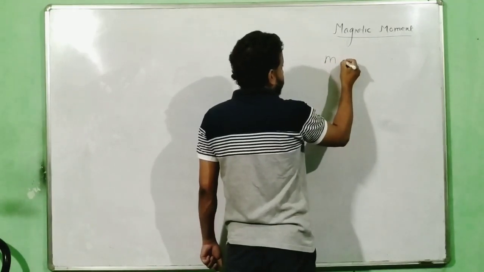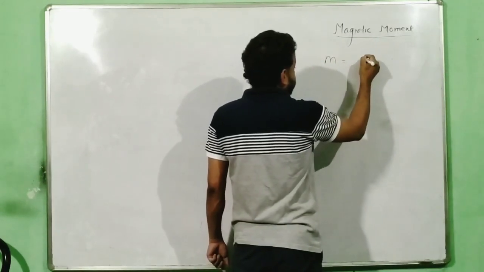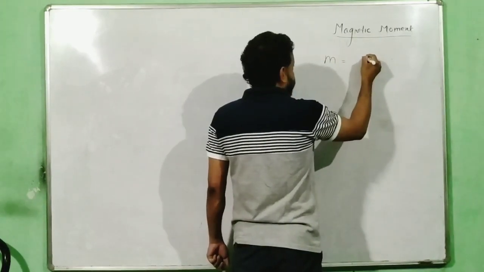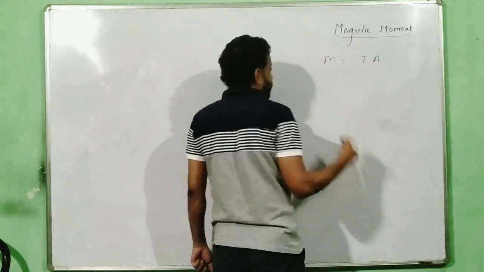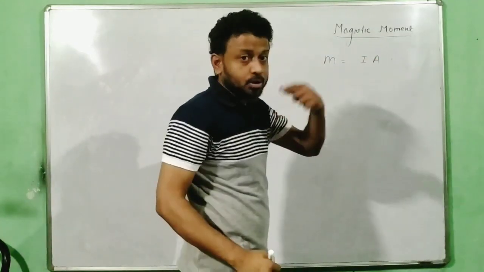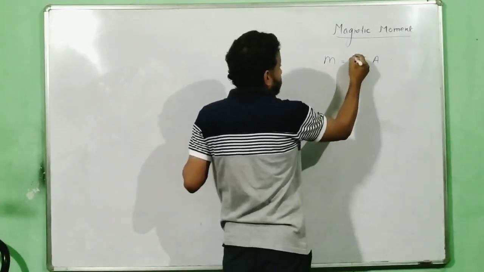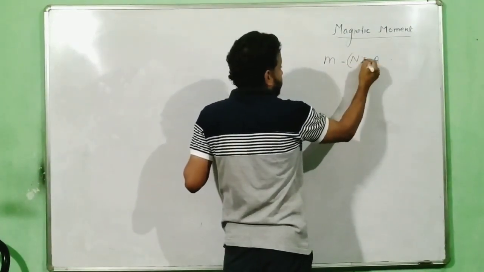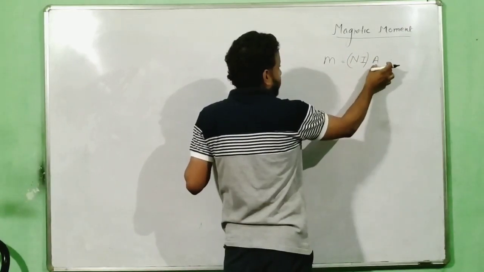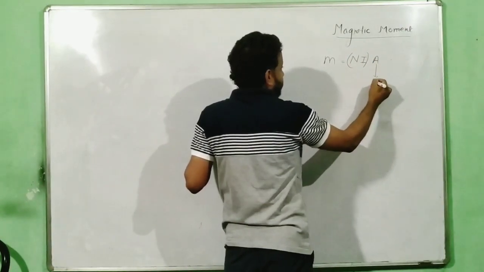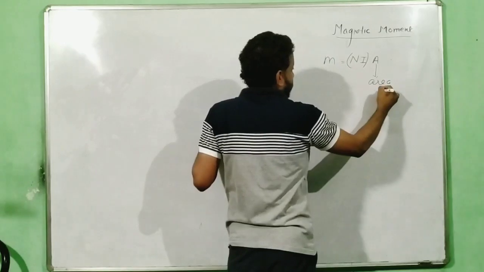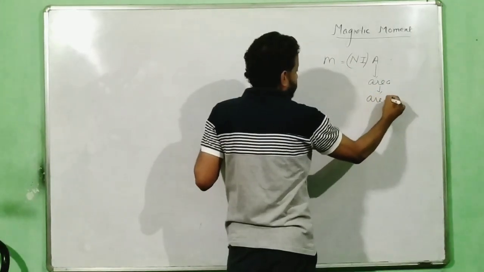M is a vector quantity, and it is defined as current multiplied by area. If we are talking about a loop which has N number of turns, then that becomes N times I. So this is the total current multiplied by area. Now, what exactly is area over here? Area here is the area of the loop.